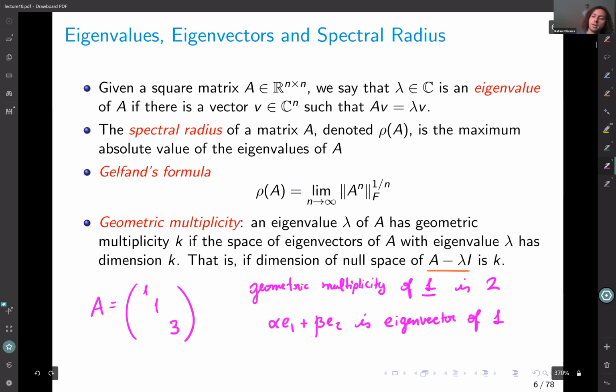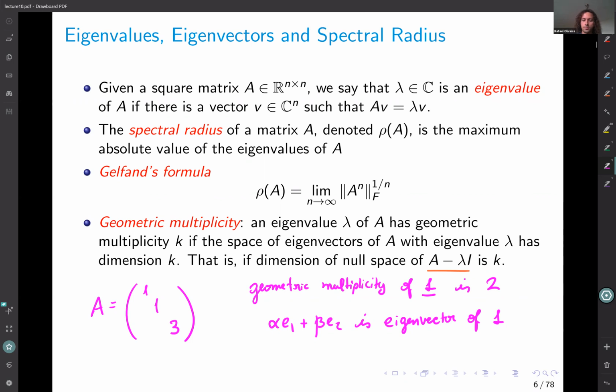of 1, right? And there's no more, this is the biggest space. So if I add E3, I don't get an eigenvector of eigenvalue 1 anymore, because E3 gets multiplied by 3 times its value. Okay, so it turns out that here the geometric multiplicity of 1 is 2 because I only have this 2-dimensional subspace. Does that make sense?